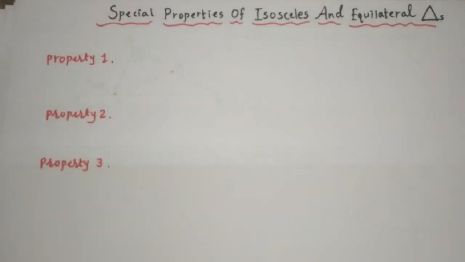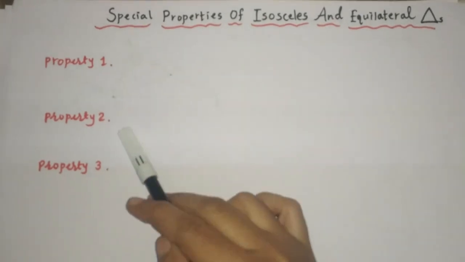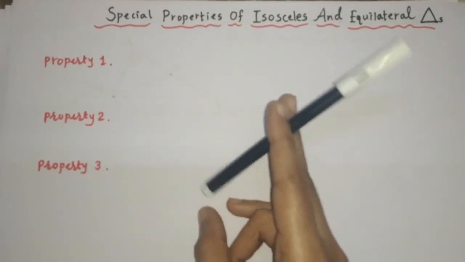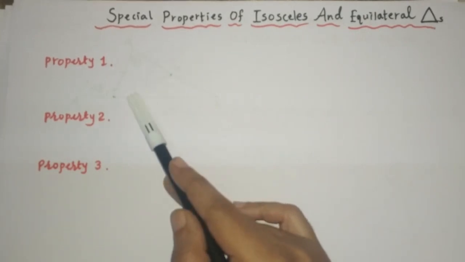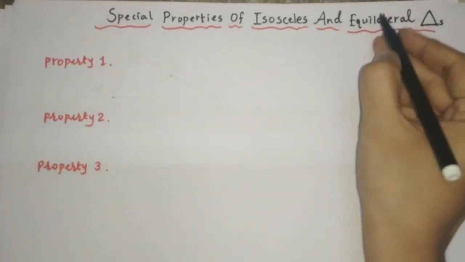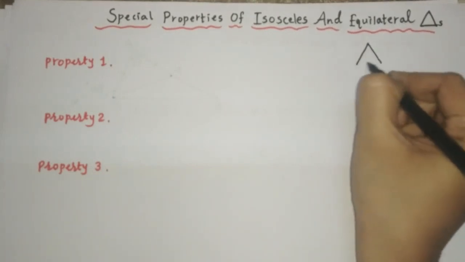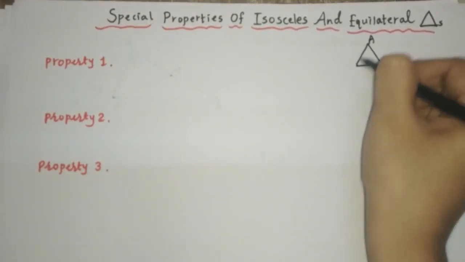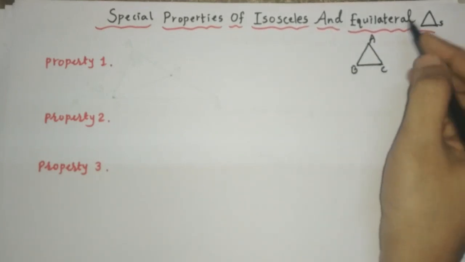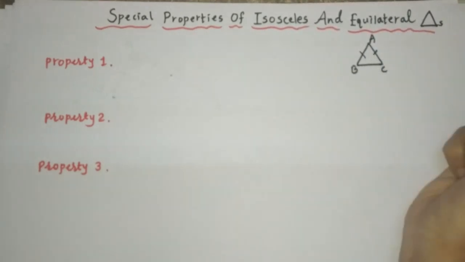Welcome back, dear students. In today's session we are going to see some properties related to the isosceles and equilateral triangle. Here, property 1 is: suppose there is an isosceles triangle ABC in which two sides are equal.